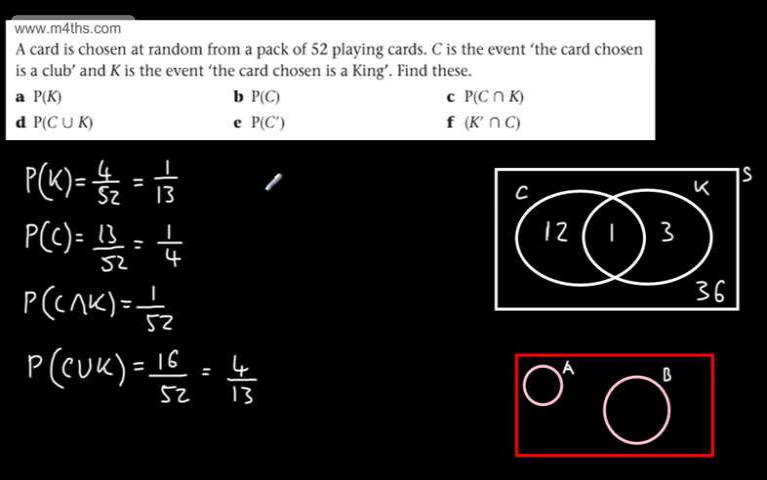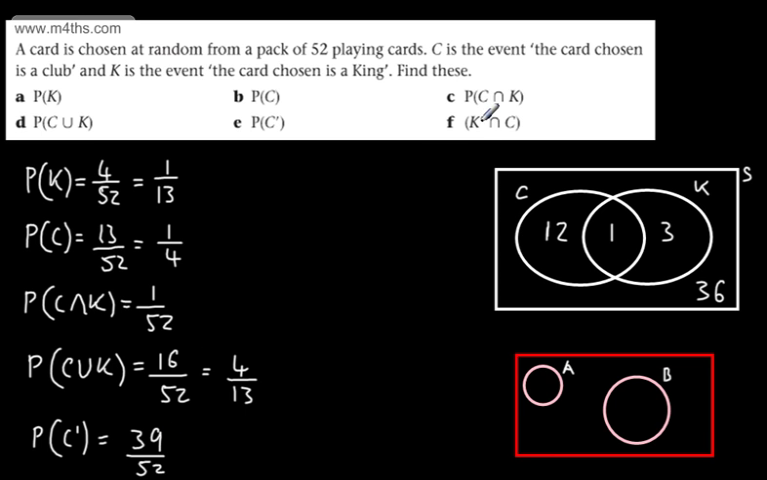Well, if we look at that now, we can see quite clearly that the probability of not a club is going to be 1 minus the probability of a club, which is going to give us 1 minus 13 over 52, which gives us 39 over 52, and we could simplify that if we like. Dividing by 13, we have 3/4, and that's fairly obvious.